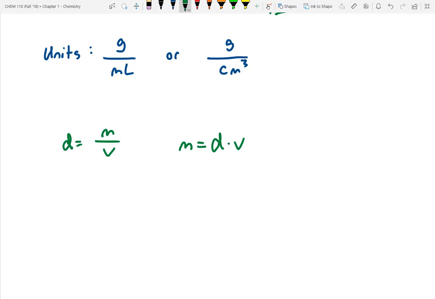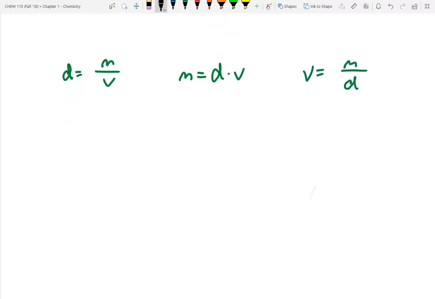All right, what about volume? It'd be mass over density. So you can use this in a variety of ways to solve problems in a lab setting, depending on what you're trying to solve and which variables you have. You have to have 2 of the 3 variables, though. That's the important thing. All right.